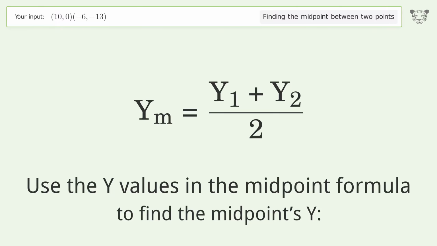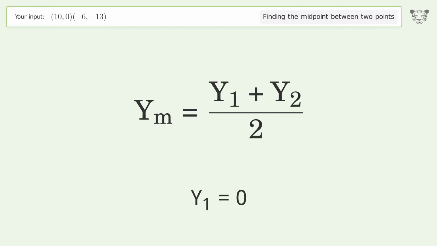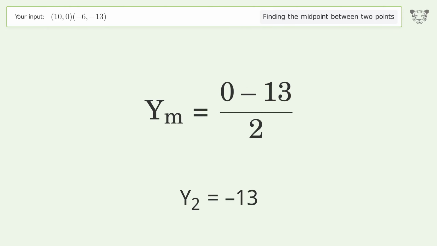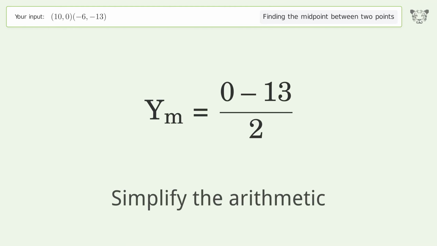Use the y values in the midpoint formula to find the midpoint's y. y1 equals 0. y2 equals -13. Simplify the arithmetic.